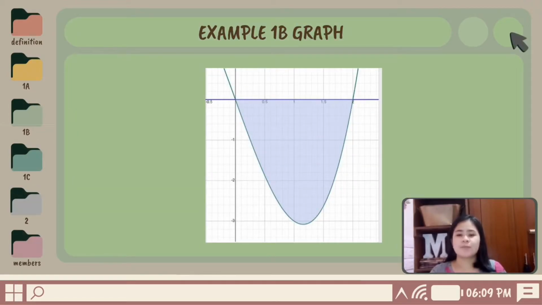Remember that this example involves a vertical strip of a parabola. That is why the graph of y = x³ minus 4x and y = 0 on interval 0, 2 will look like this.